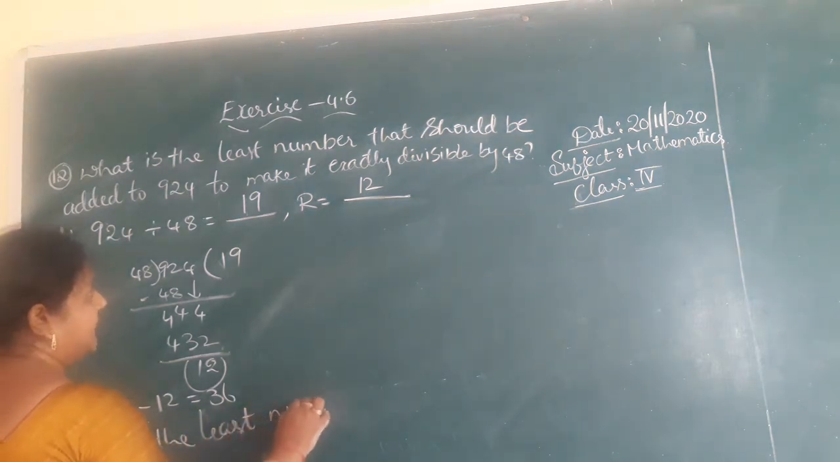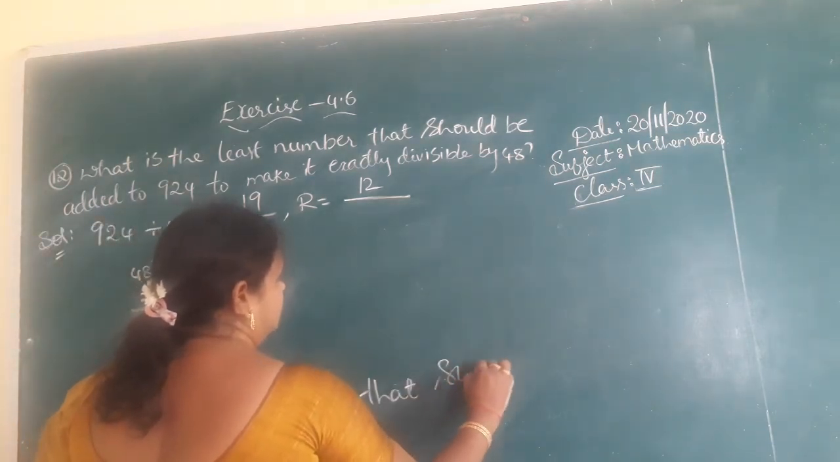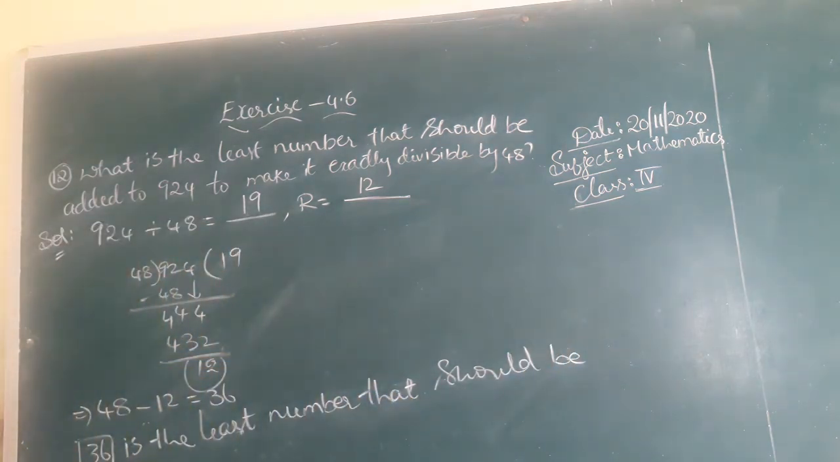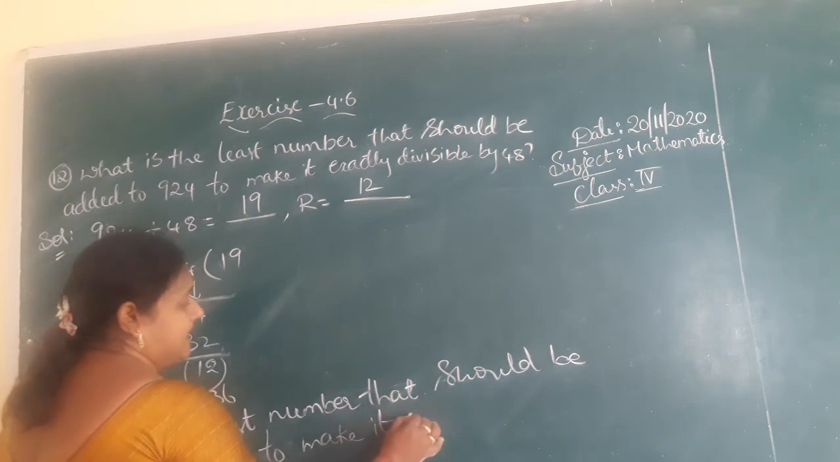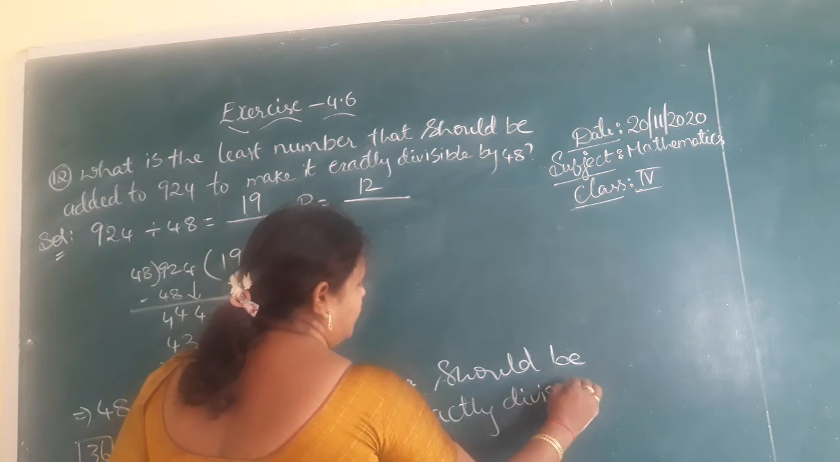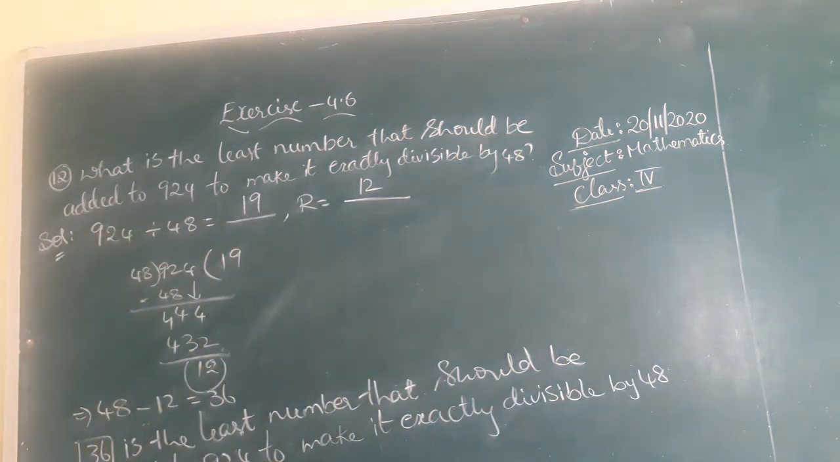36 is the least number that should be added to 924 to make it exactly divisible by 48. Okay. See the next one, Amma.